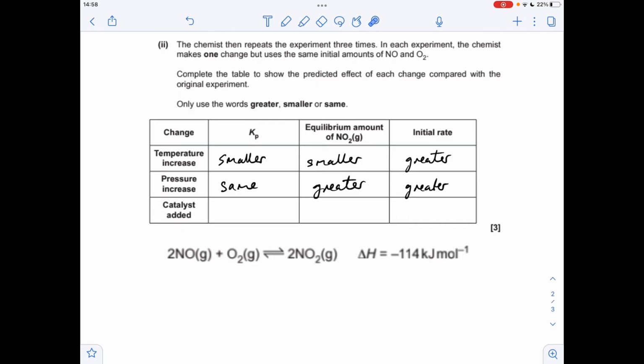Well, we've already said temperature is the only thing that changes Kp, so it's going to stay the same. The equilibrium amount of NO2 will be the same because catalysts don't affect the position of the equilibrium. Addition of a catalyst will increase the rate of the reaction, so the initial rate will be greater.